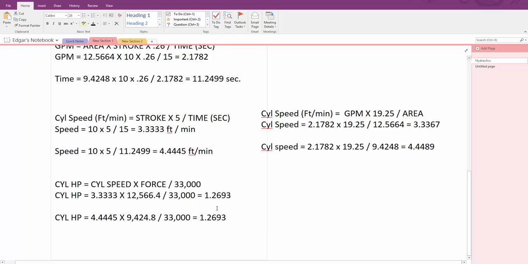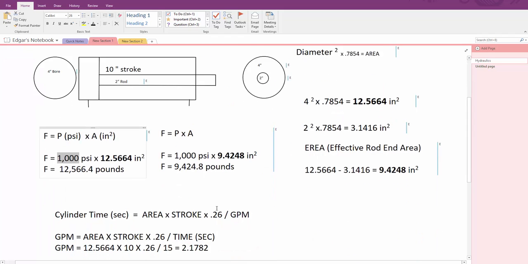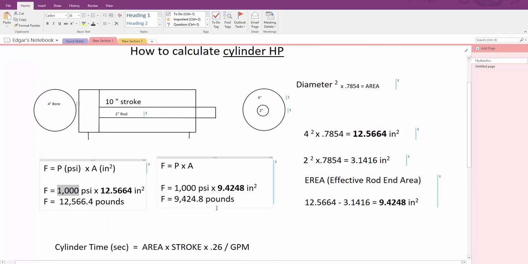Now in the real world, however, these forces are not going to be this uniform as we've done over here at 1000 psi. In the real world, the extension of the cylinder may be 1000, maybe 2000 psi, and on the retraction side it may be 500, 700 psi, depending on the application. It is very much possible that a cylinder may require more pressure on the retraction side for some reason.